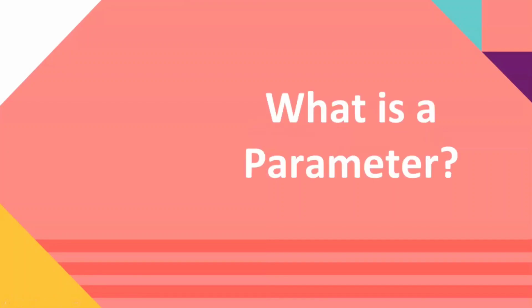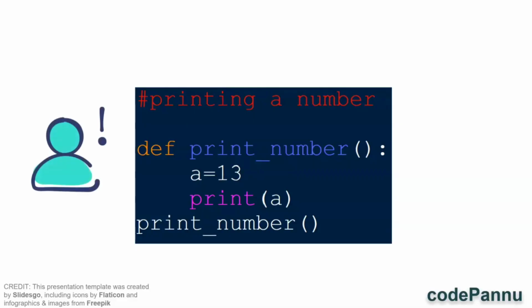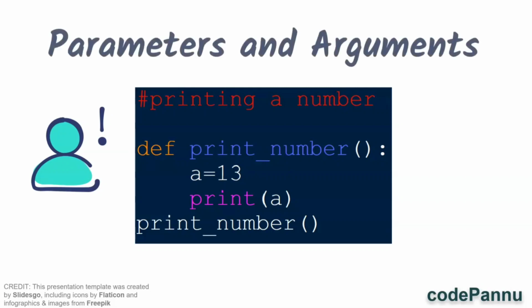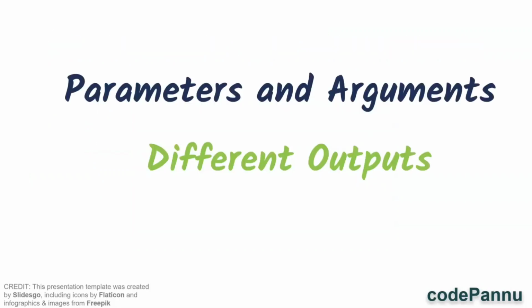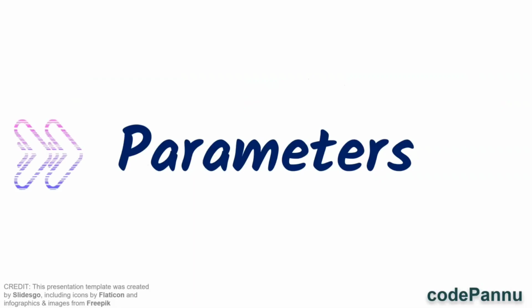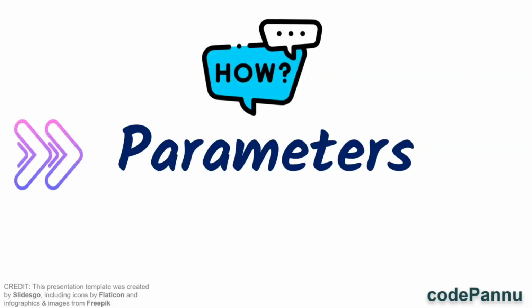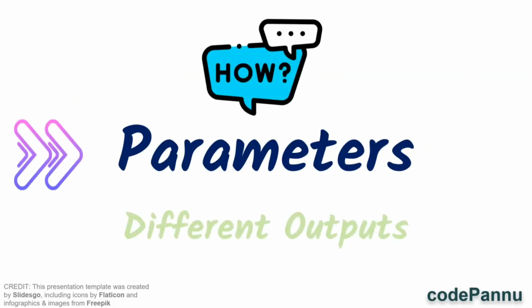What is a parameter? Hi! In the previous video, remember I told you that in the function we wrote to print the variable a, we can use a method called parameters and arguments to get different outputs. So, in this video, I will explain about parameters first and how to use it in our code to get different outputs. So, let us see what is a parameter first.